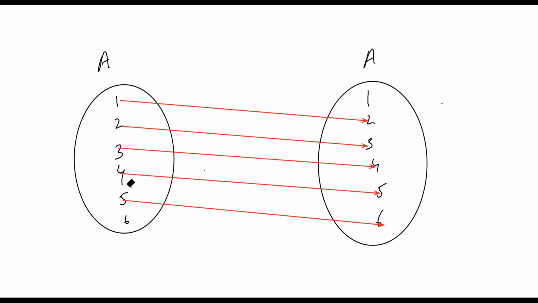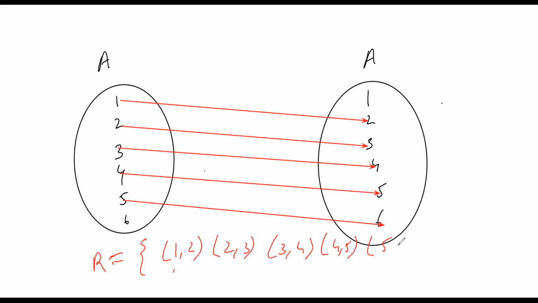So the learning from this for everyone is, even from this you can write the relationship. R is equal to what? 1 comma 2, 2 comma 3, 3 comma 4, 4 comma 5, 5 comma 6. That's it. Just put these commas in between. That's all.